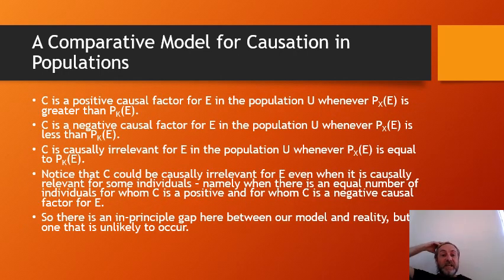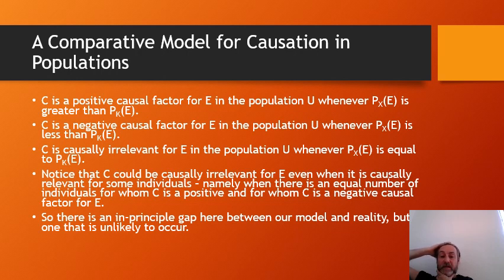So C is a positive causal factor for E in the population U whenever P_X(E) is greater than P_K(E). Again, X is the one where everybody has the causal factor. K is where nobody does. And C is a negative causal factor, so again, this is the reverse, if P_X(E) is less than P_K(E).